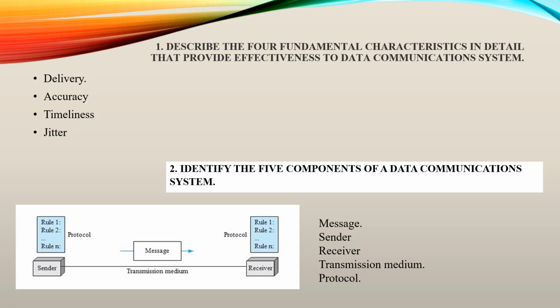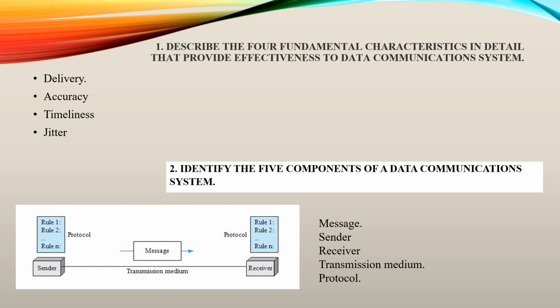So first question, describe the four fundamental characteristics in detail that provide effectiveness to a data communication system. The four fundamental characteristics of a network are delivery, accuracy, timeliness and jitter. These are the four key points that you have to remember. Just don't write only these four points. You have to explain in detail what is delivery, what is accuracy, timeliness and jitter.